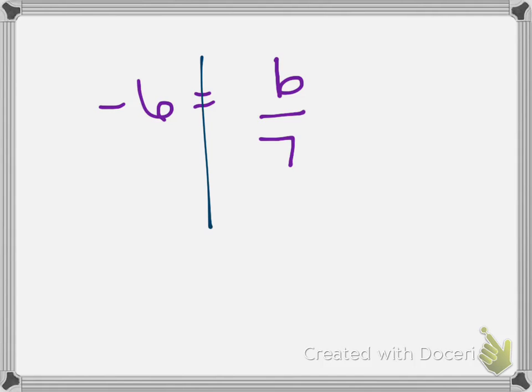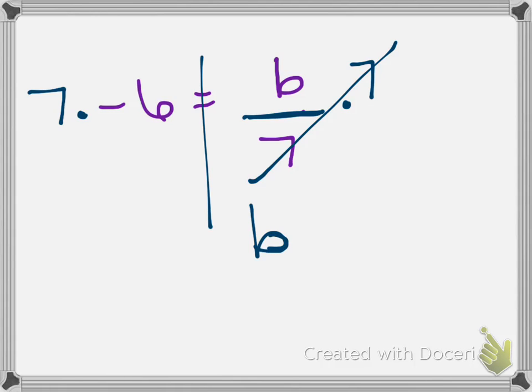Here's our street. The B needs to be by itself, so this is division. I'm going to multiply. Remember, if I multiply, the number goes up. 7 over 7 is 1. Those cross out. Make a 1. And B is -42.